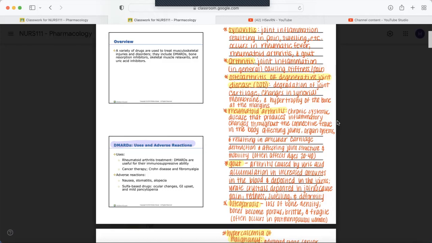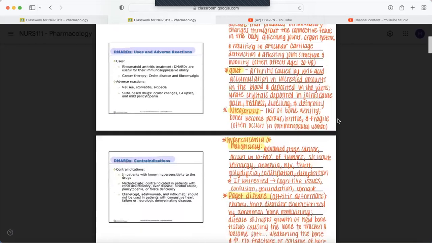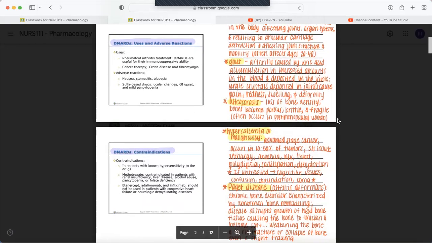Gout. Gout is a type of arthritis. It is an arthritis caused by uric acid accumulation in the blood that ends up in the joints. Okay. Urate crystals get deposited inside the joints, and that's very painful. It causes redness and swelling and inflammation, and even like nodule formation. Gout comes with exacerbations called gout attacks, and those attacks are extremely painful. And then there's osteoporosis. This is loss of bone density. We see this a lot in postmenopausal women. The bones become very porous, very brittle, and break easily.